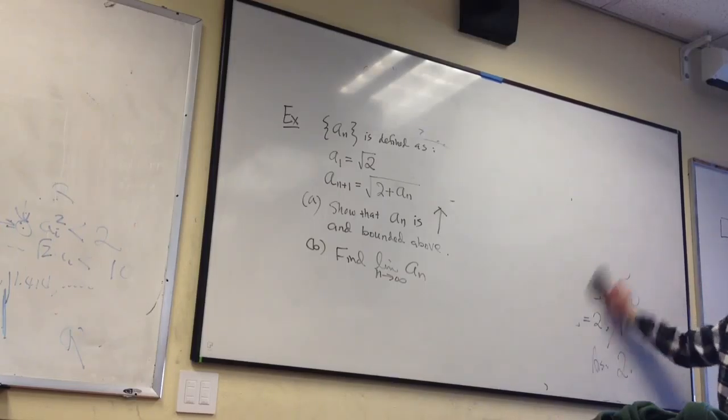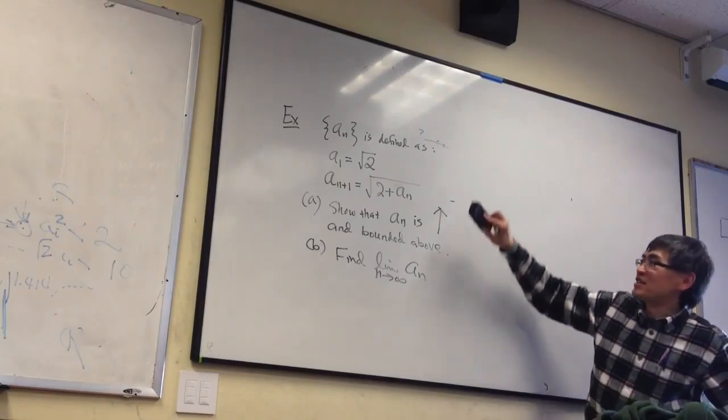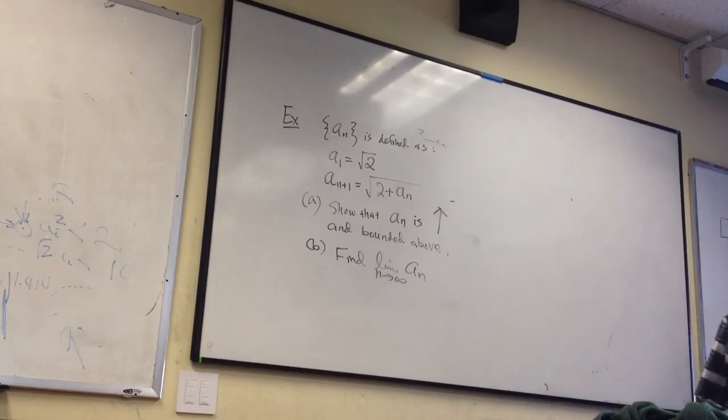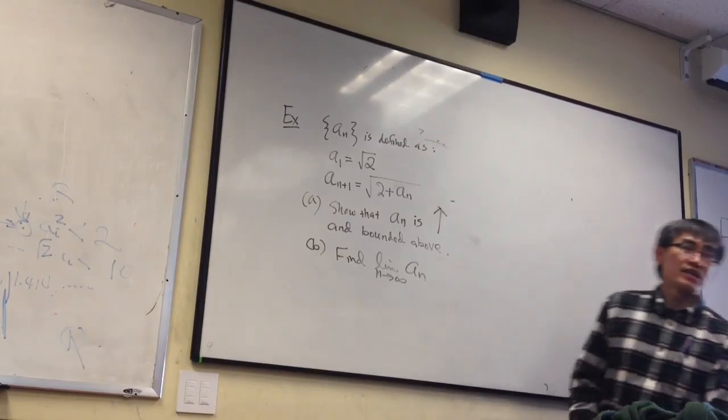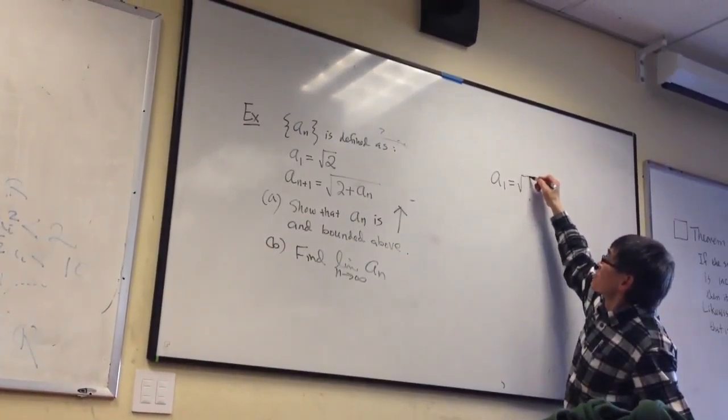In other words, the students actually score for what? Part B. But it doesn't touch on part A. It doesn't address part A at all. So, how do you know that AN is increasing? So here it comes. A1 is equal to what?